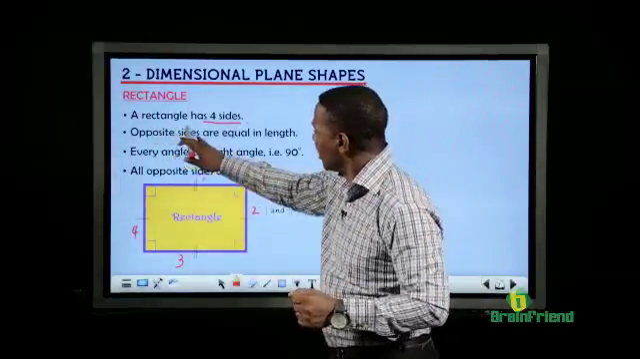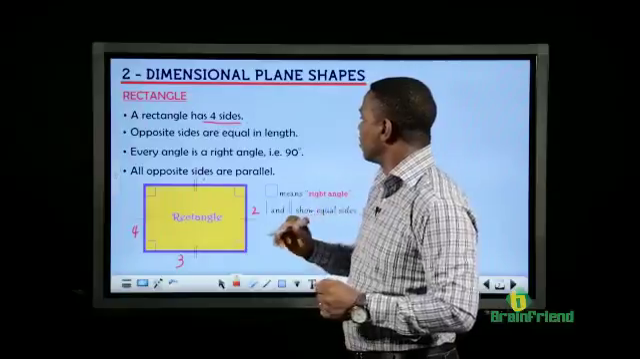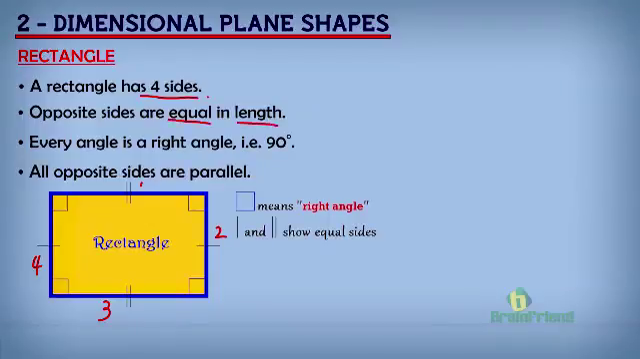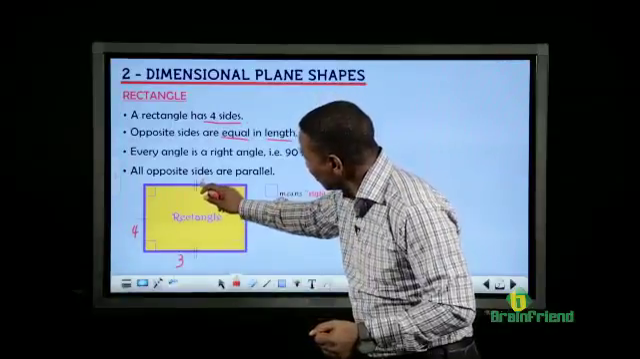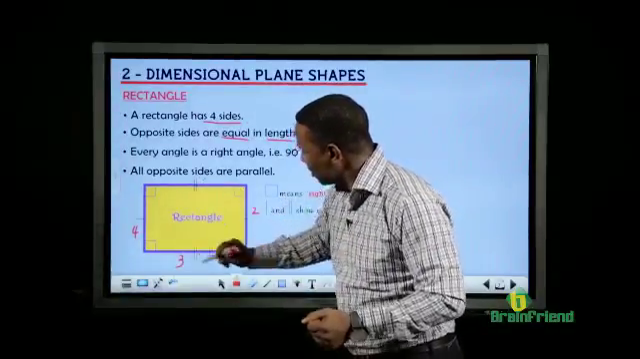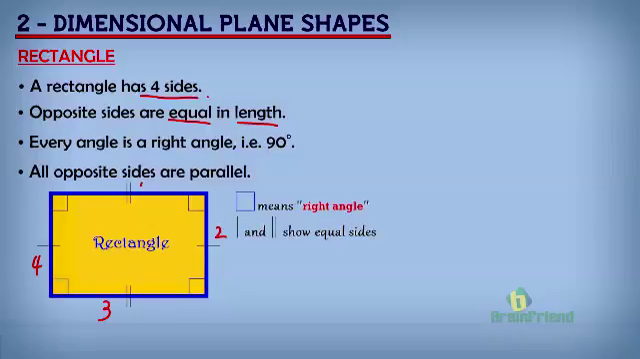The opposite sides of a rectangle are equal in length. Of course, we know what opposite means. It means that our side 1 and our side 3 are opposite. Also, the side 4 and side 2 are also opposite to each other.